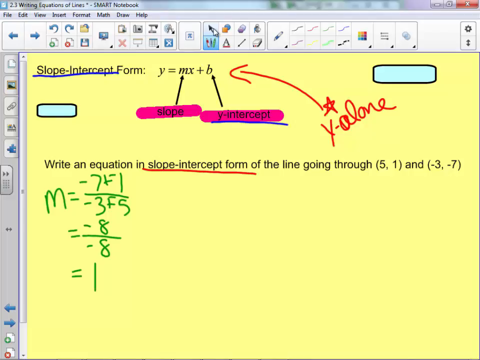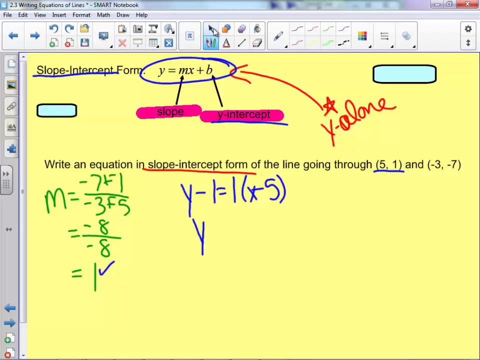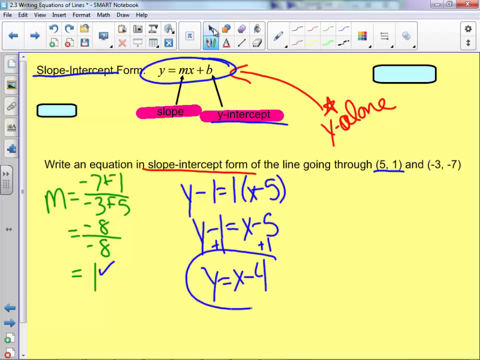And now, once again, it doesn't matter which point you pick, but notice now we've got our slope and a point, so we'll use our point-slope form. But we want to end up in our slope-intercept, meaning we have to get our y by itself. So we'll distribute this 1, and then we'll add the 1 over. Now notice that's in our slope-intercept form.